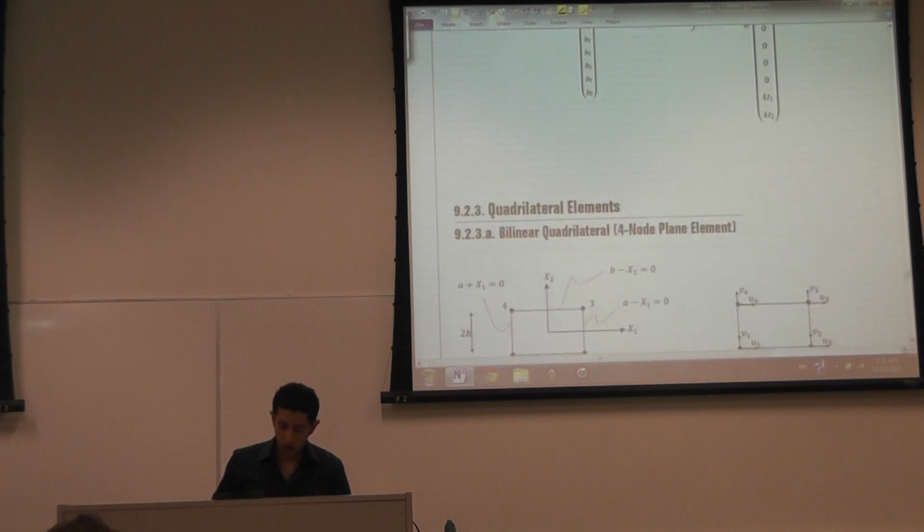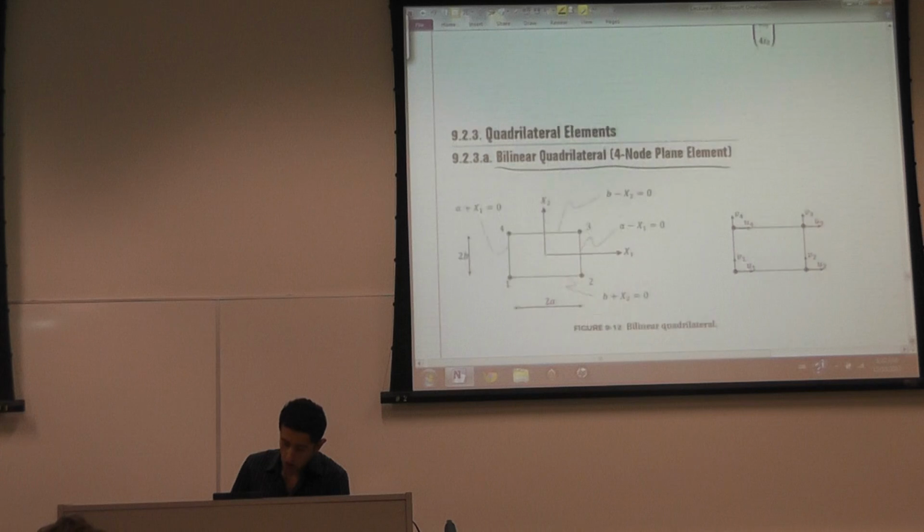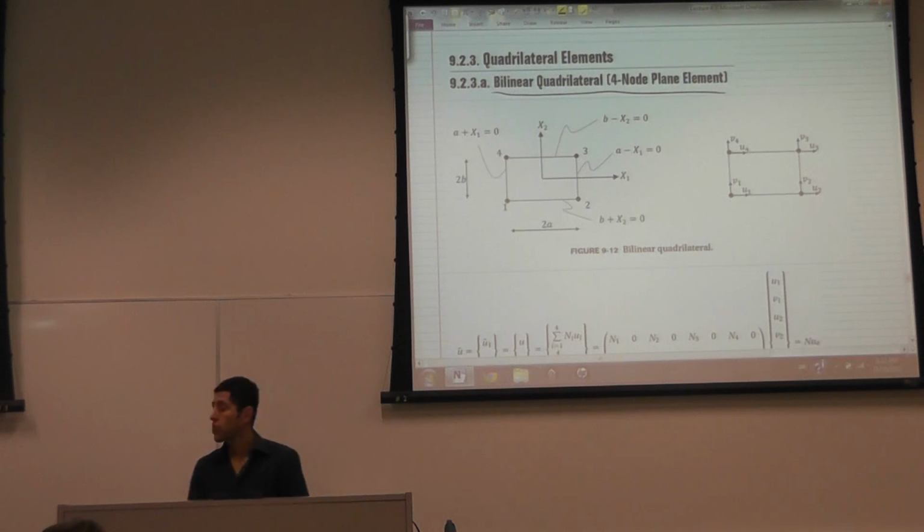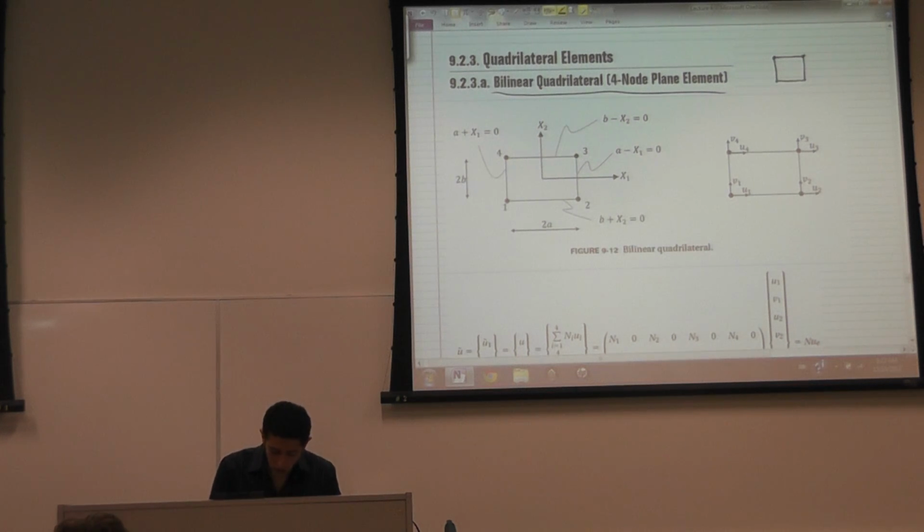The next element that we are going to look at is the quadrilateral elements. The first one is the bilinear quadrilateral 4-node plane element. The 4-node plane element looks like this, and it deforms such that its sides stay straight. So once it deforms, it can only take shapes of this form.